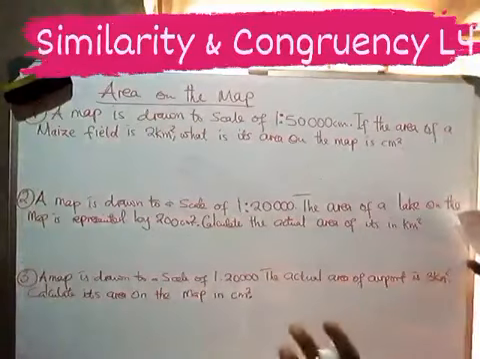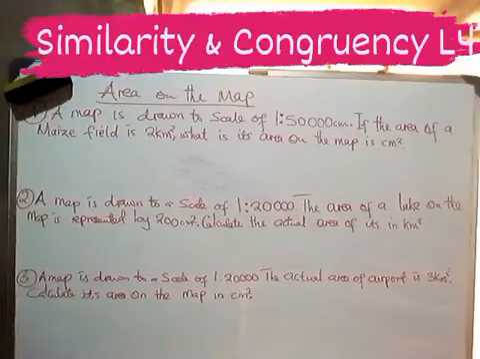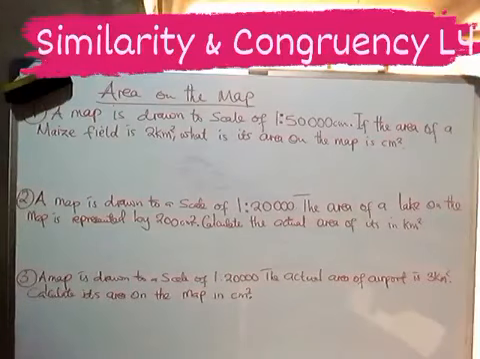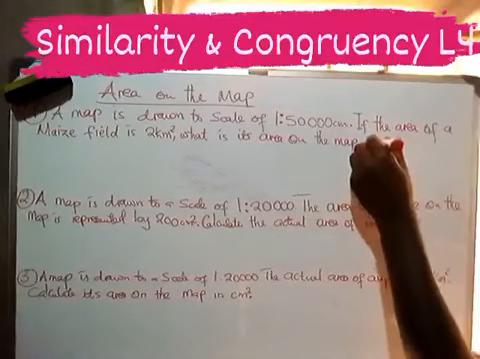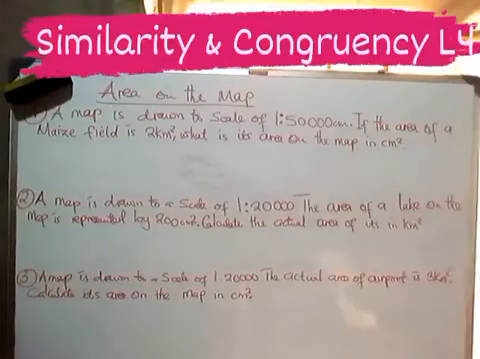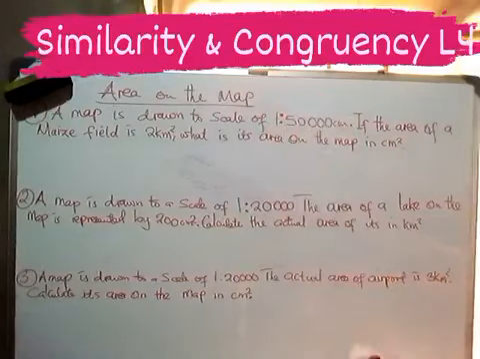Now, question number 1 says a map is drawn to a scale of 1 to 50,000 centimeters. If the area of a maize field is 2 kilometers squared, what is its area on the map in centimeter squared? So we are converting the area to centimeter squared. What we do, we have to convert the scale to kilometers. What is 50,000 in kilometers?